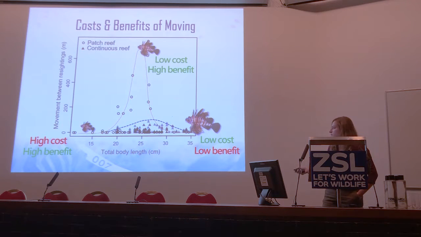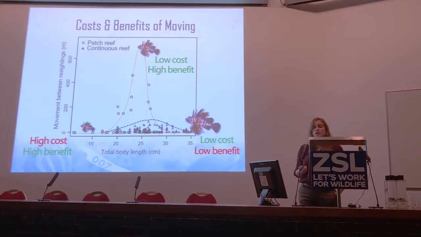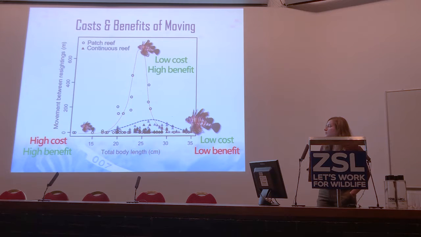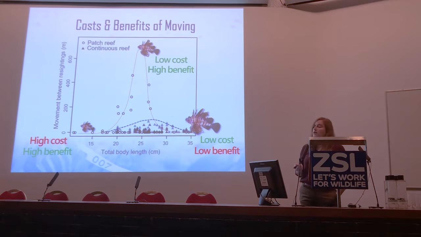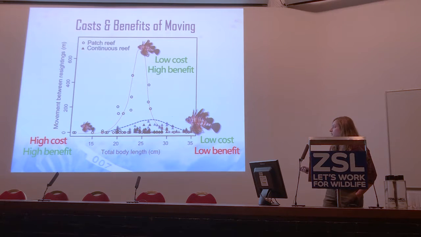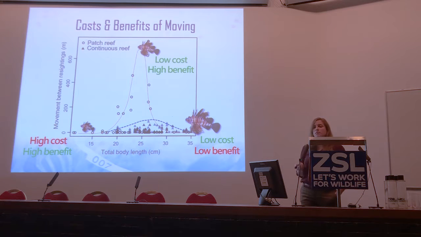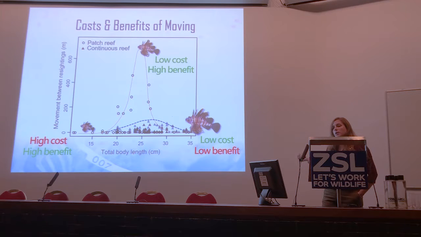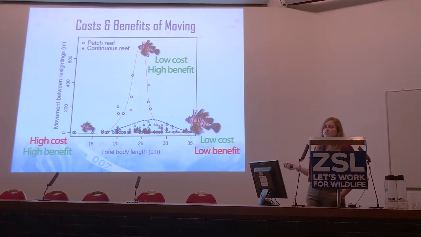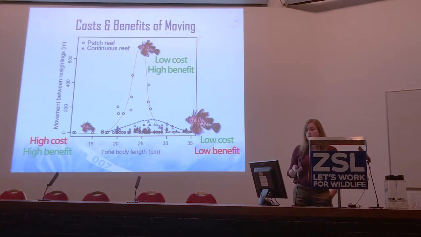So these really small fish here, while they might really benefit from moving to a higher quality patch, they don't really have the capacity to do so. They're too small to cross these large expanses of sand, and so they don't. And these larger fish, while they do have the ability to cross these large distances, they might not need to, because a lot of them already occupy the highest quality habitat and are capable of competitively displacing smaller fish. So we're left with these intermediately sized individuals that have the highest potential benefit of moving with the least associated costs relative to other size classes.